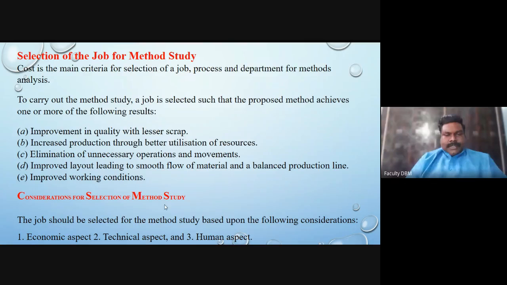Considerations for selection of a method study. If you want to select a job or an activity for study, the job should be selected for the method study based upon the following considerations. One is the economic concept, that is costing and revenue, then the technical aspect and the human aspect. These are the 3 criteria by which we select a job for the study.